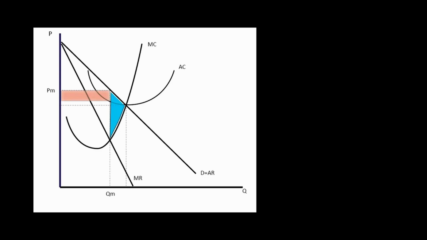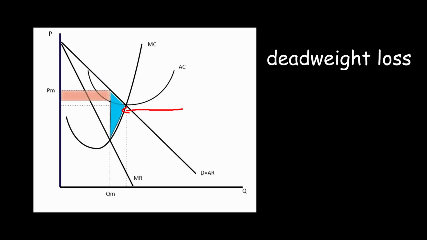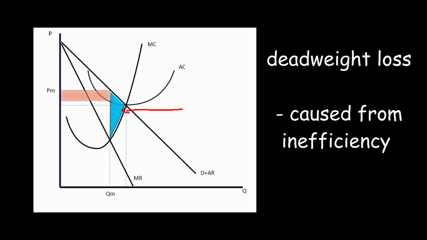Now, let's look a little deeper into this graph. This area between the demand curve and the ATC curve is going to be your economic profit. And this triangle here represents your deadweight loss, which is caused due to market inefficiency when supply and demand are out of equilibrium.